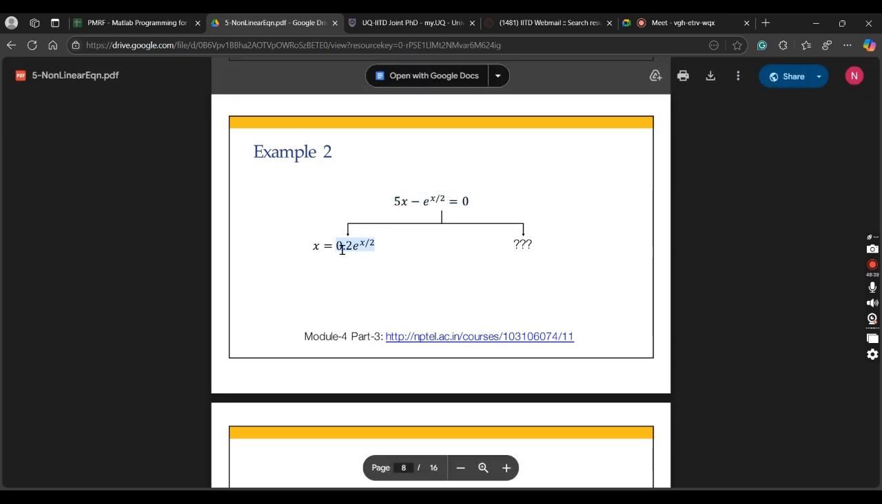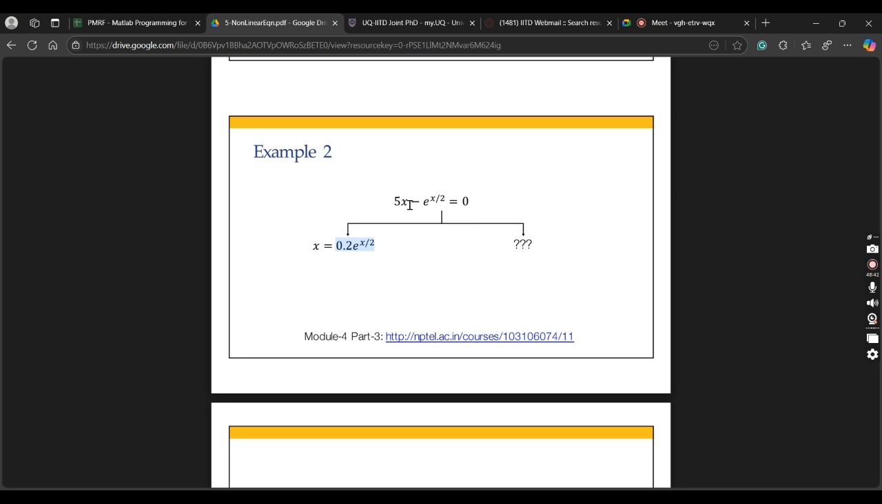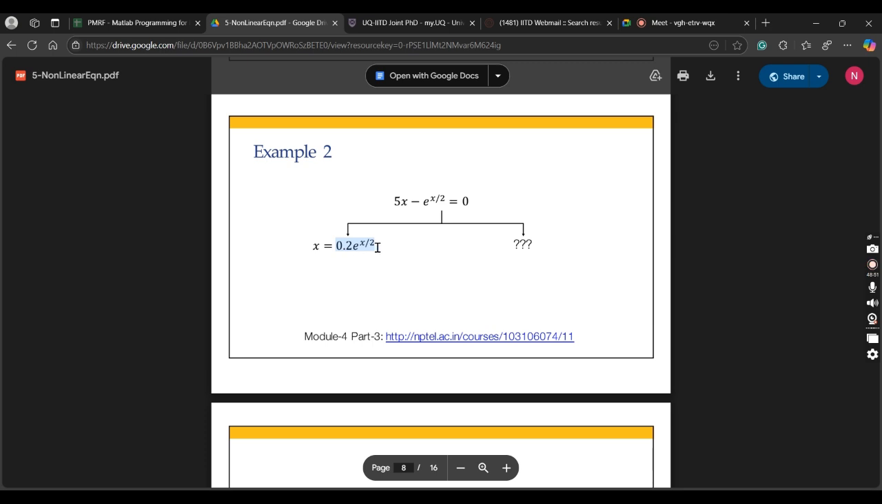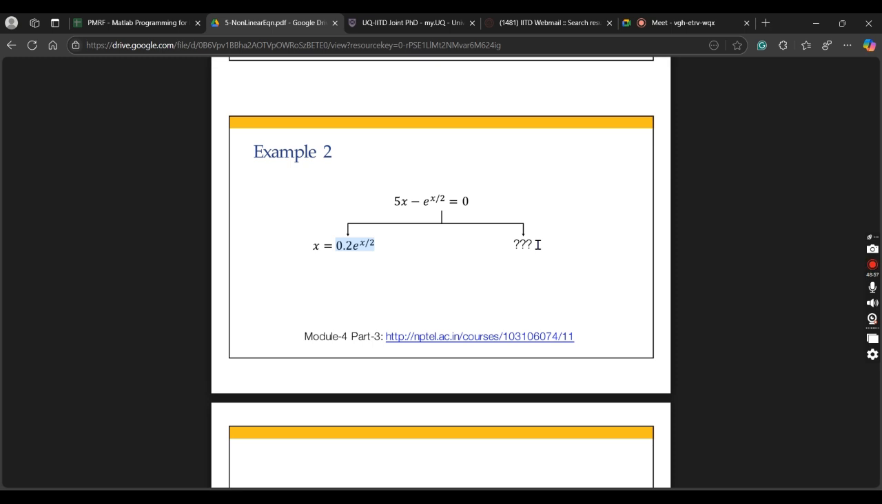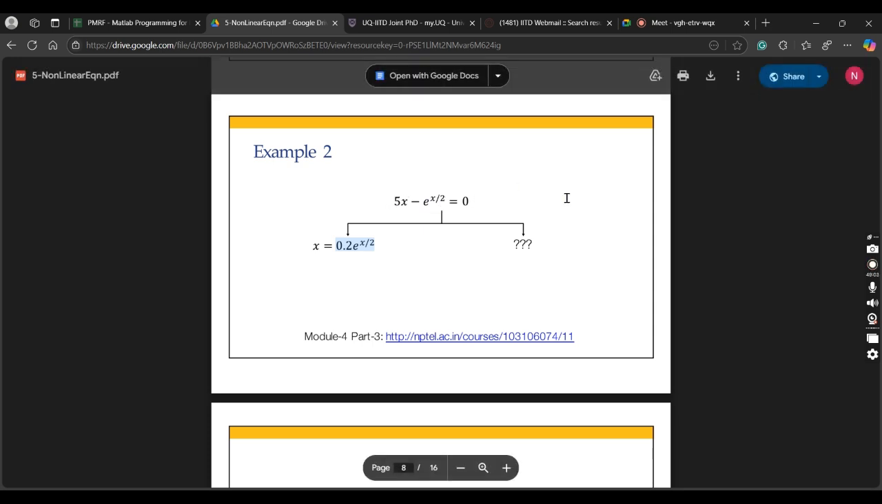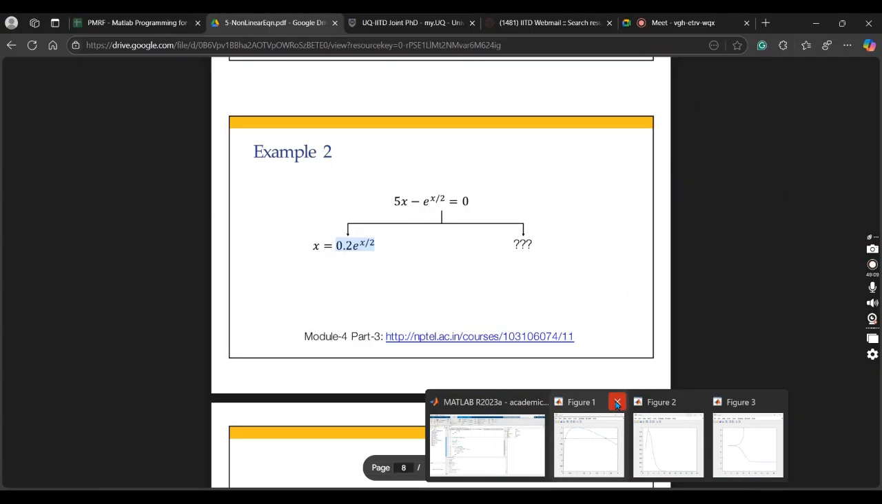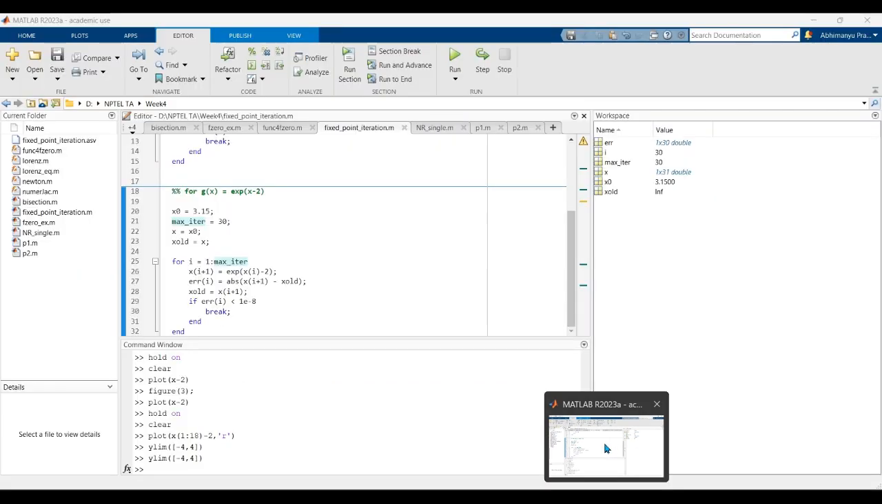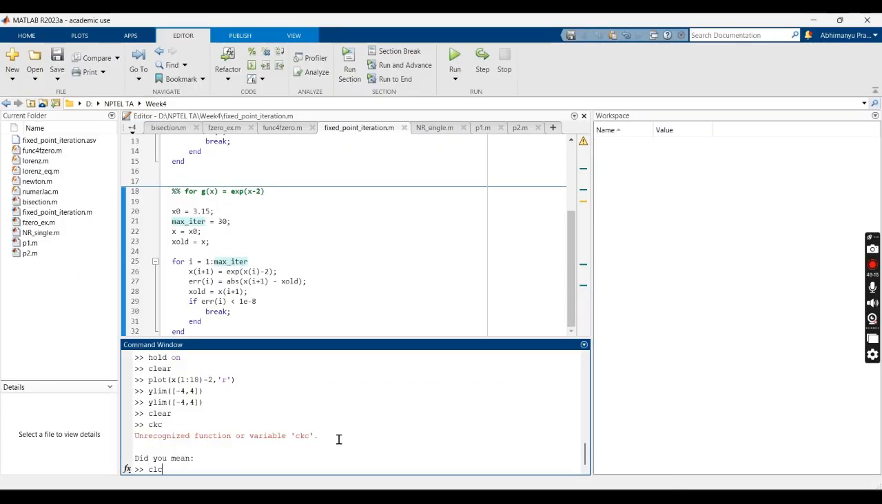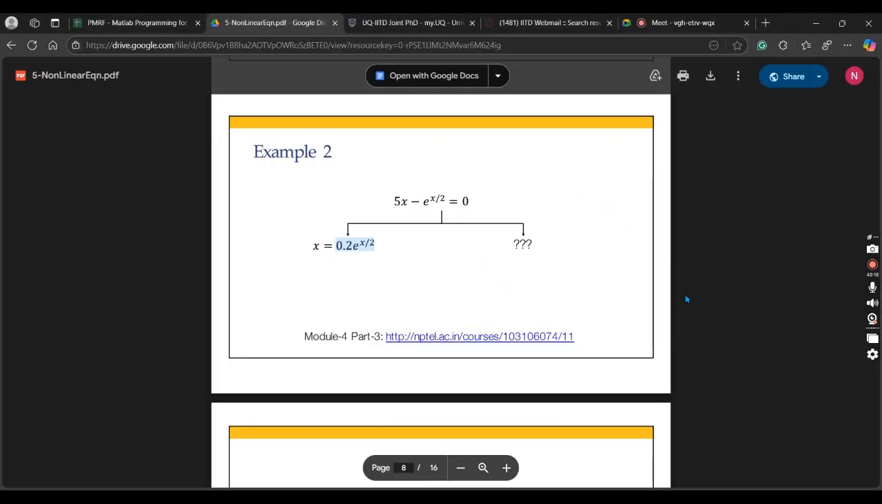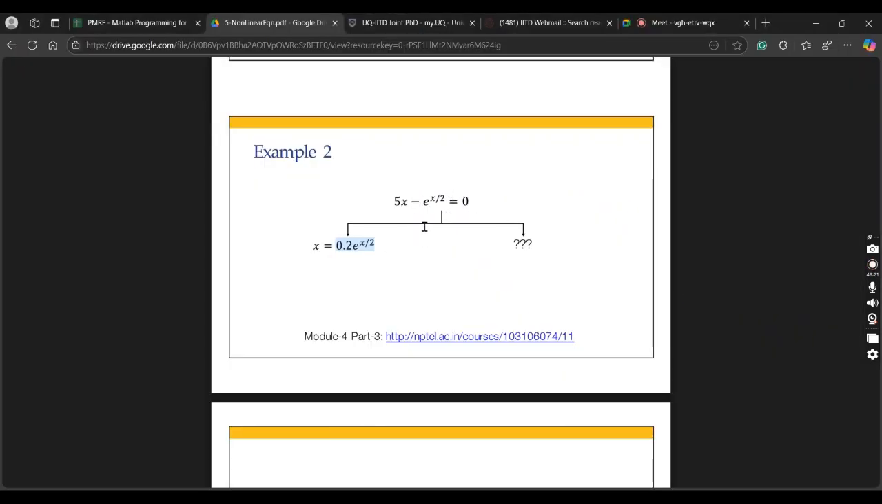So this is for the first case. If I take e to the power x divided by 2 to that side, then I get my gx as e to the power x minus 2 divided by 5. That means 0.2 times exponential of x minus 2. The other thing that we can get is if I keep my x to this side only, and if I take a natural log on both the sides, then I should be getting. So let us try to do that case first. First, we will plot this function, to see how many roots it has.